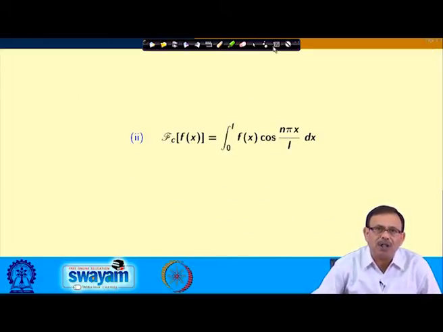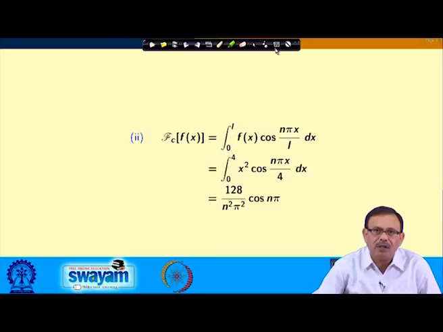So, the Fourier cosine transform of f(x) is the integral from 0 to 4 of x square cos(n pi x by 4) dx, and this equals 128 by n square pi square into cos n pi. So, in this way we can find the finite Fourier cosine transform or finite Fourier sine transform of a function whenever the function is defined in a particular range, say x from 0 to L.